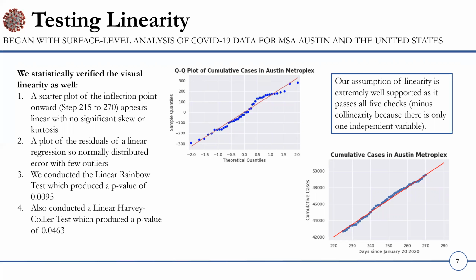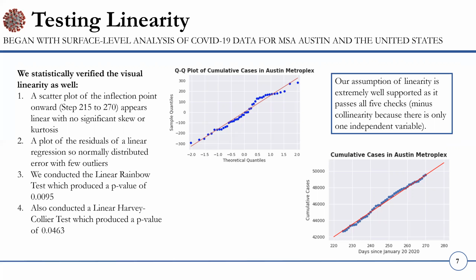After noticing visually the linear relationship, it was important to verify this linearity statistically if it was going to serve as the basis for our factor model. We performed 4 fundamental checks for linearity, excluding the collinearity check because we're not using a multiple linear regression. We first amplified the point of inflection where the linear trend began and saw no significant skew, kurtosis, or outliers. Second, we plotted the residuals of an ordinary least squared linear regression on a QQ plot seen in the middle top and saw no significant outliers and generally evenly distributed error terms.